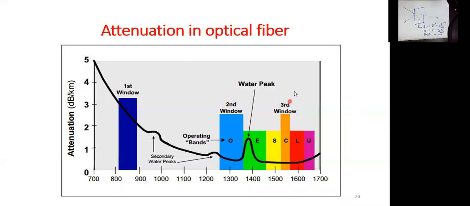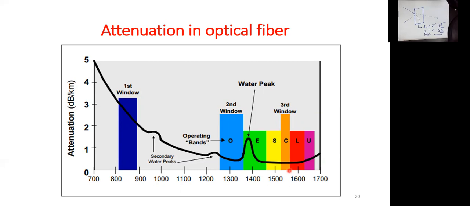That's why we have what's called the three windows for an optical fiber. We have the first window here between 800 and 900 nanometer. We have the second window here around 1300 nanometer, and we have the third window here maybe between 1.5 and 1.6 micrometer, or 1,500 and 1,600 nanometer.